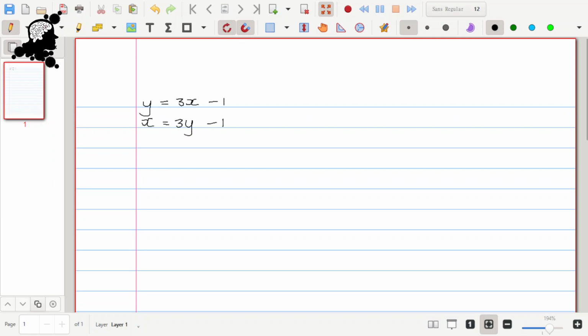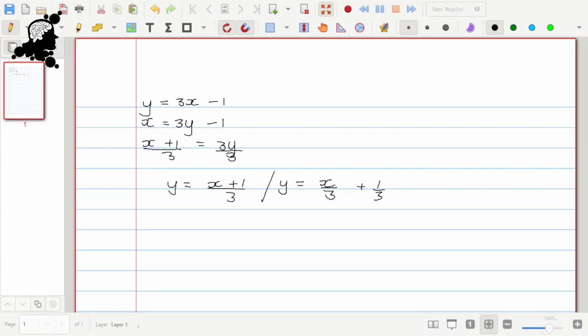Now the next step is we need to solve for y. I'm going to start off by taking the negative 1 to the other side, and I will get x plus 1 is equal to 3y. Lastly, I will divide both sides by 3, and then I will get y is equal to (x plus 1) divided by 3. I could write this another way: y is equal to x over 3 plus 1 over 3. This is if I write each of the terms in the numerator with its own denominator. Wonderful. There we are. It's as simple as that.